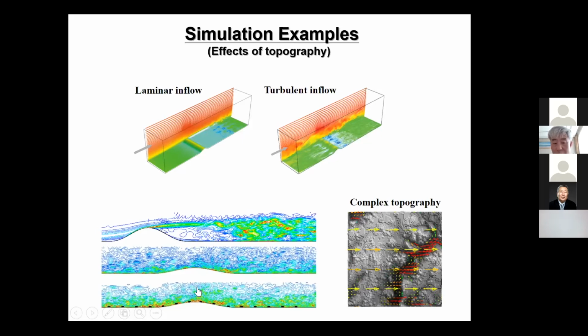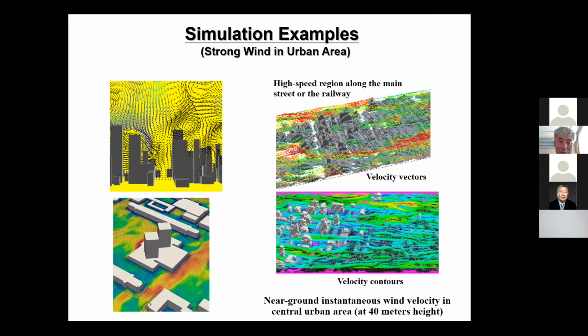Such a phenomenon, especially for complex topography, is very difficult to model in a wind tunnel, because you need a very large round turntable. You need a big wind tunnel, but such a thing is very easily generated numerically. Also for strong wind in urban areas: this one is for Marina, and this one is inside our Tongji campus.